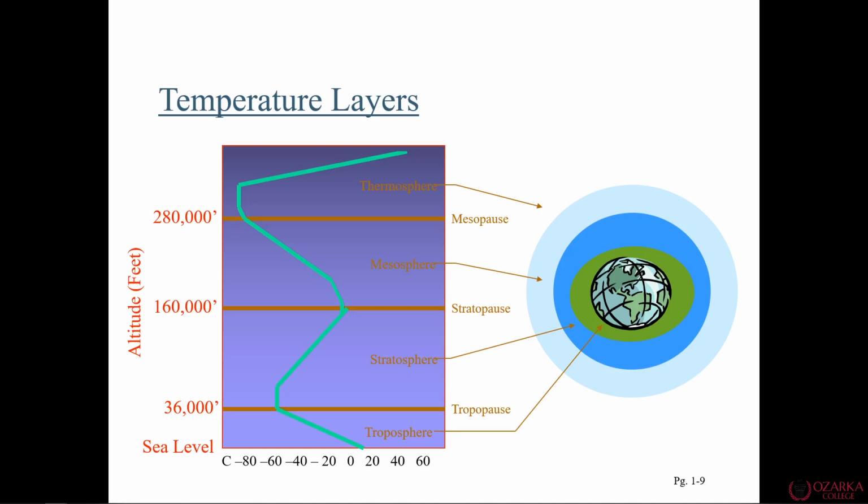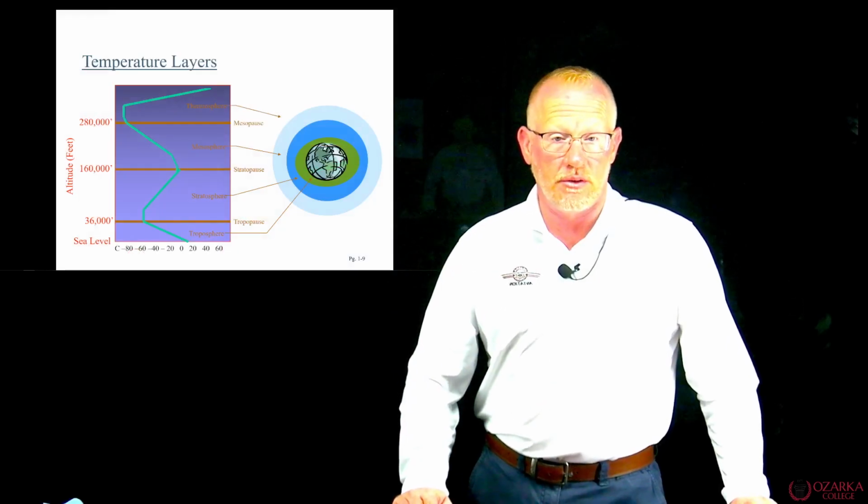Okay, so our four main layers of atmosphere that we're going to focus on are the troposphere, the stratosphere, the mesosphere, and the thermosphere. Now the ionosphere is higher than that, and we're not going to worry about that. But these are our four main layers that we are going to concern ourselves with. Okay?